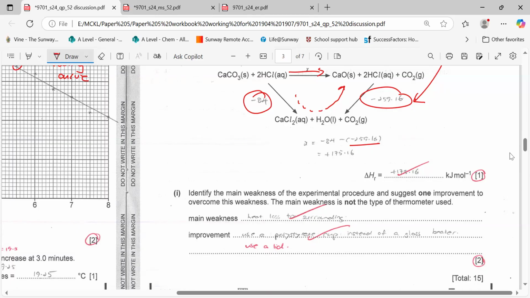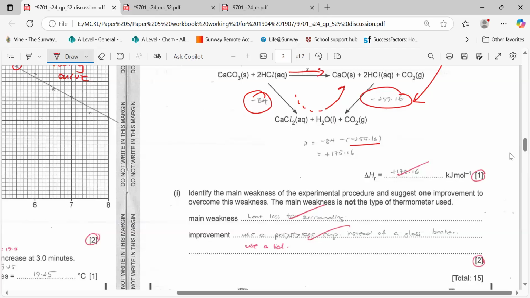All right. Number one, when it comes to enthalpy change of reaction, normally heat loss to surrounding is the biggest weakness. And if this is an enthalpy of combustion, usually it's because the combustion was not completed. That is if it's a combustion experiment, but this is not combustion. This is a dissolving of a solid into an acid, right? So you cannot use that here. So the only way out is heat loss to surrounding.